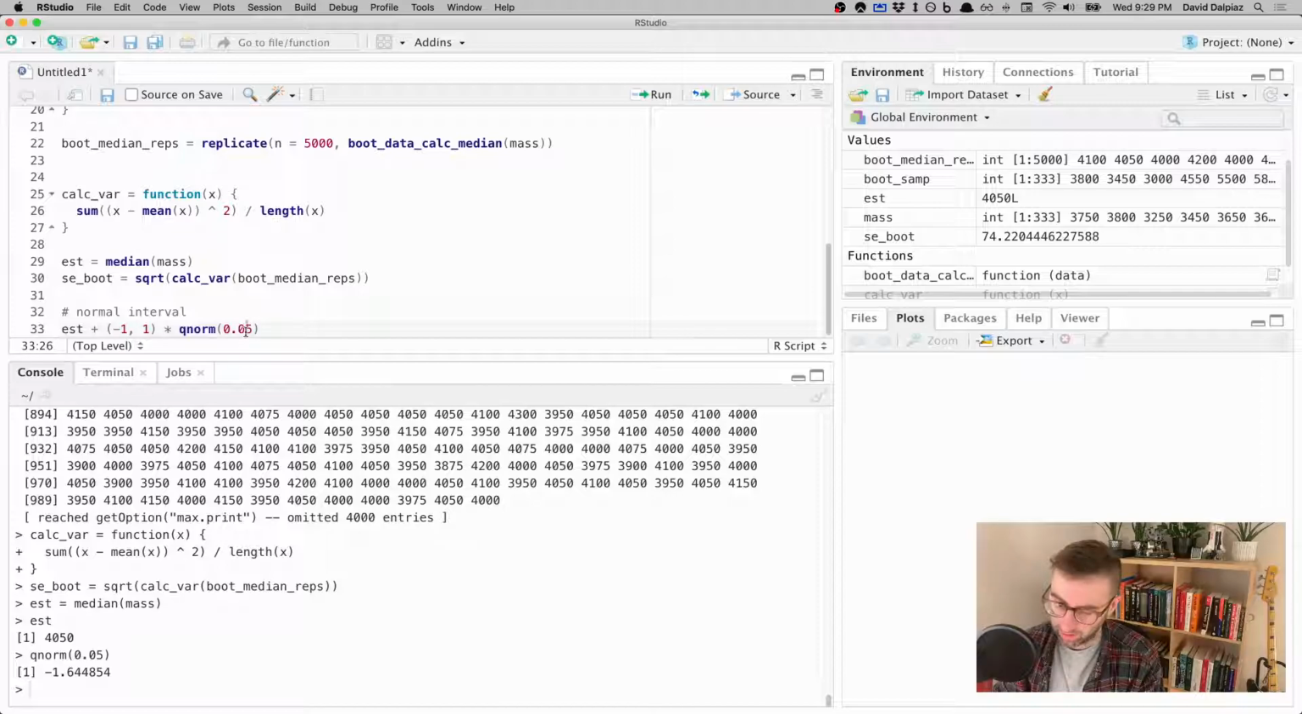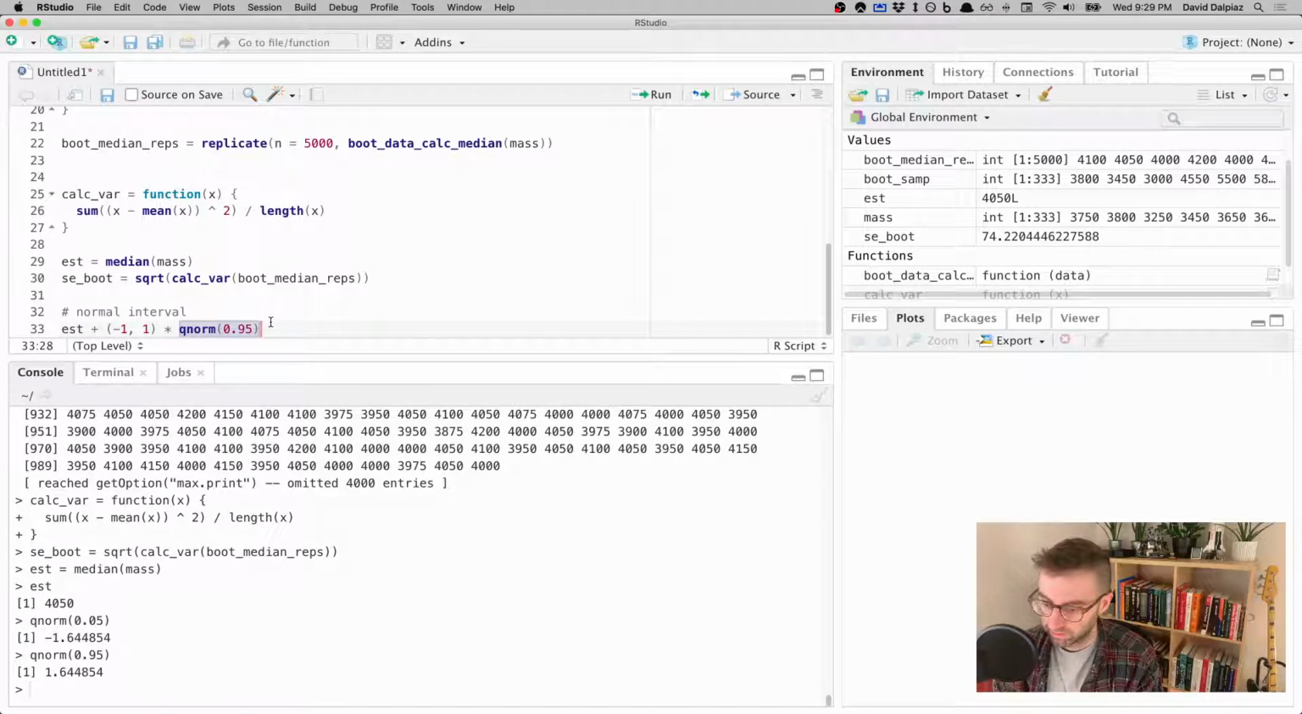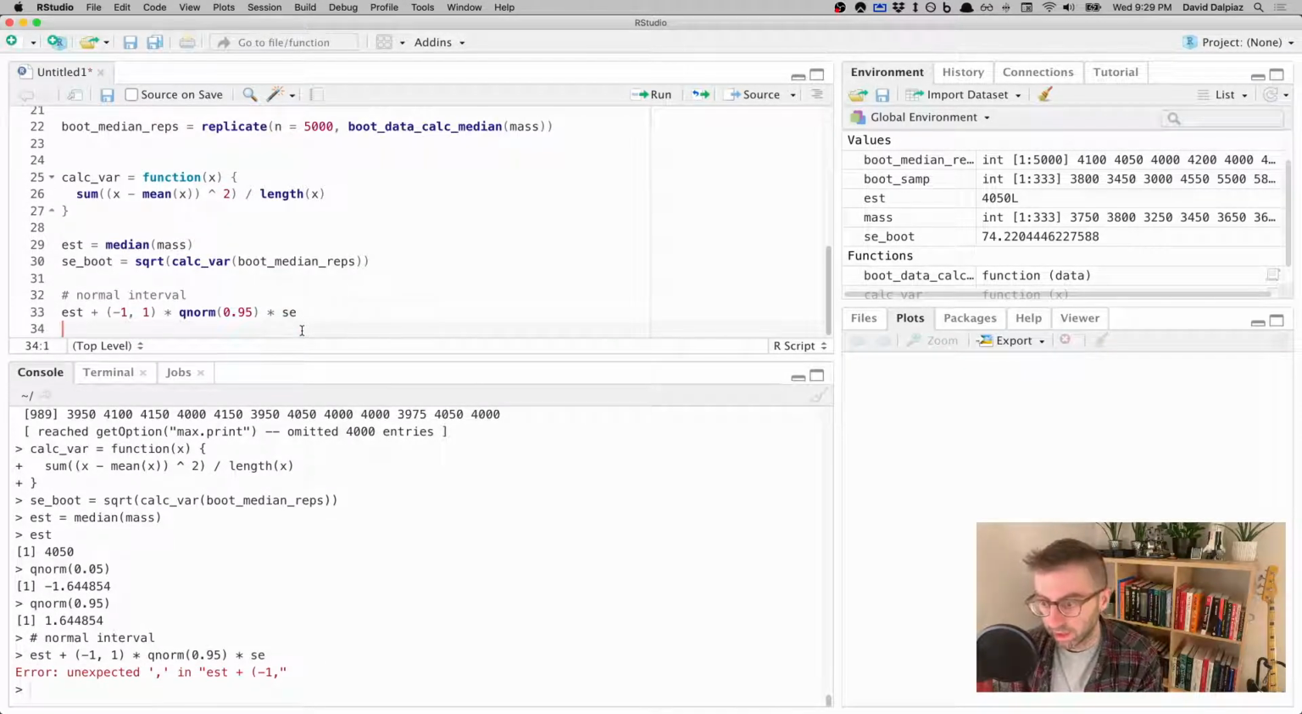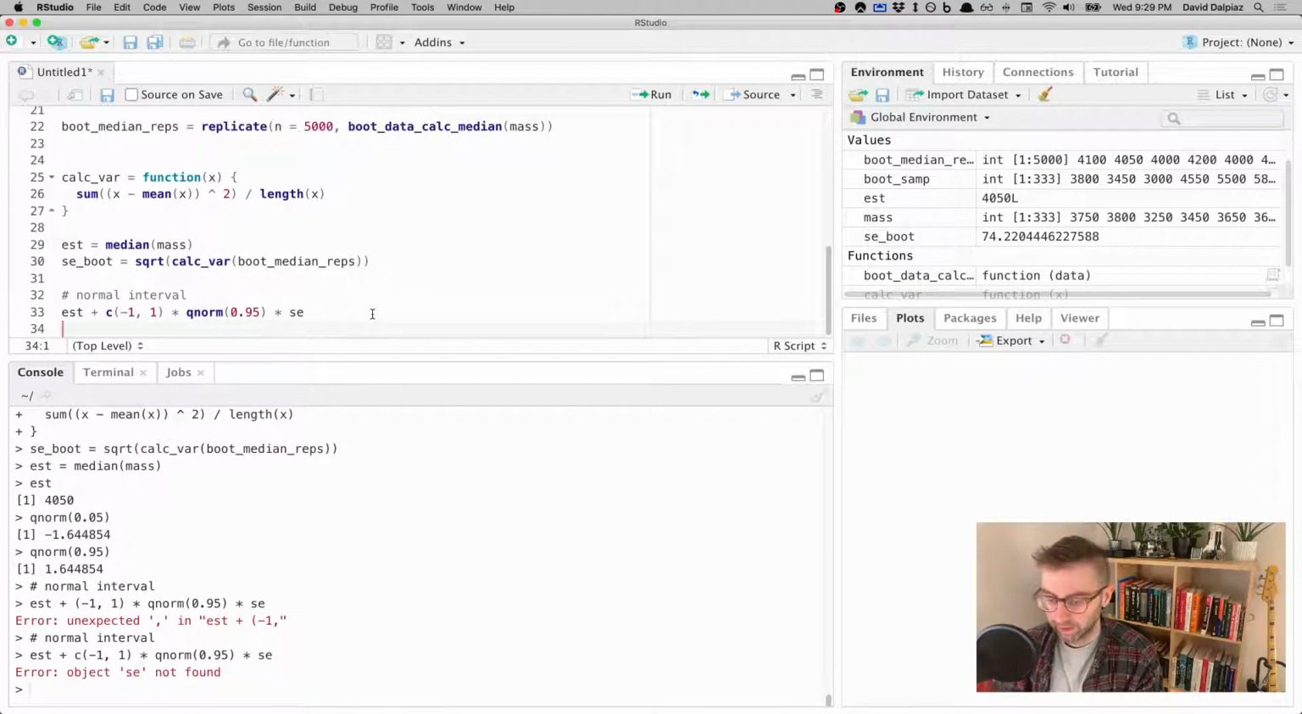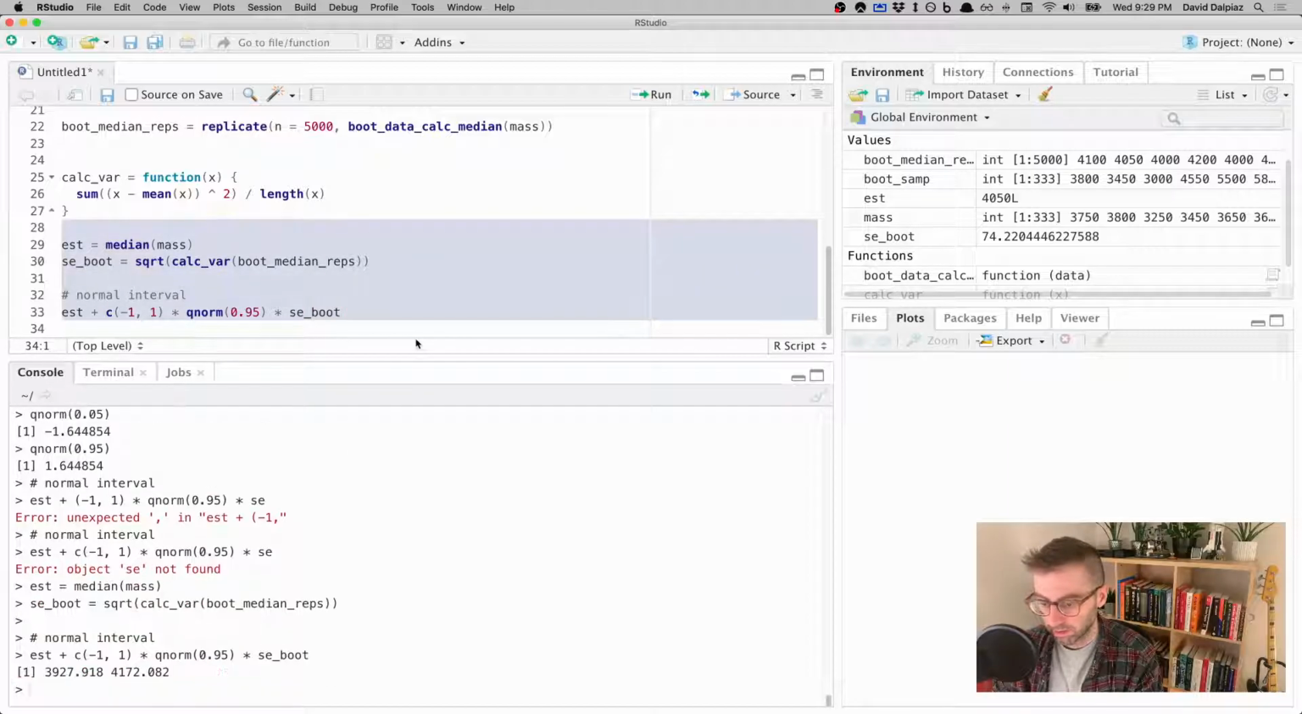Except I'm gonna want this one. Yeah, I want the positive value. Okay, cool. And then times the standard error. There we go. Oh, se boot. Okay, just to be sure. Okay, cool. So there is my interval.